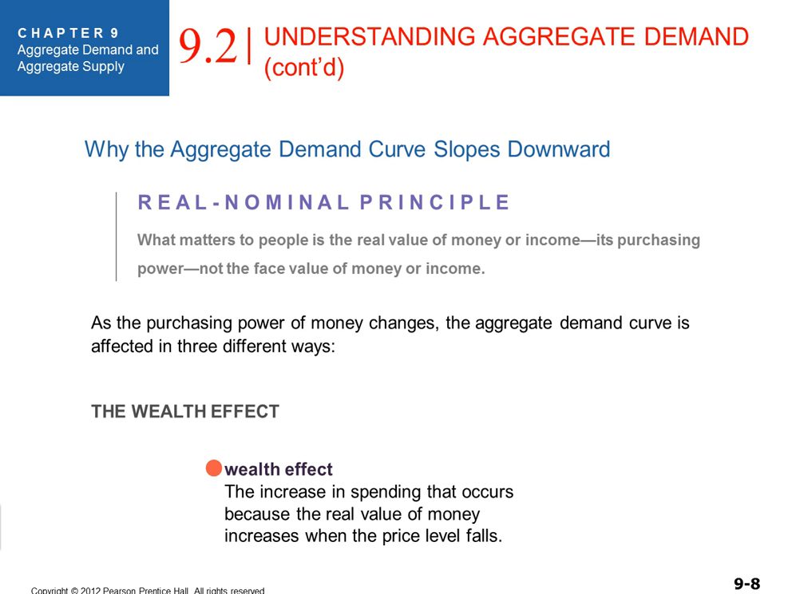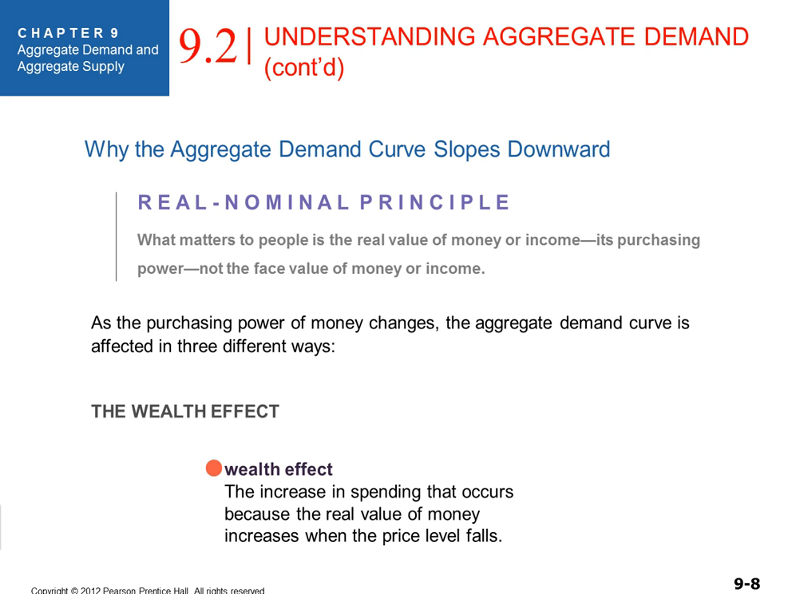What matters to people is the real value of money or income, its purchasing power, and not its face value of money or income. Well, the wealth effect is one reason why it slopes downward. That's basically the idea: the increase in spending that occurs because the real value of money increases when price level falls. Another way to say it is, as price level falls, people feel richer and they buy more because they can afford more.